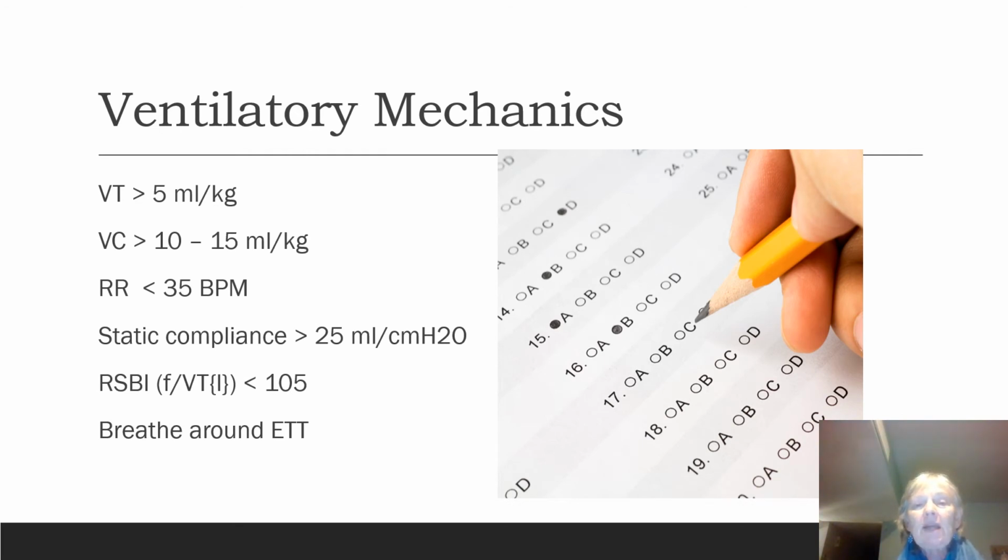So the ventilatory mechanics, remember, we want a tidal volume greater than 5 mLs per kilo, vital capacity greater than 10. Like I said, we're seeing some of the literature coming back to the range of 10 to 15 mLs per kilo. There's your respiratory rate less than 35, static compliance greater than 25 mLs per centimeter of water, RSBI less than 105, and then can they breathe around the tube?